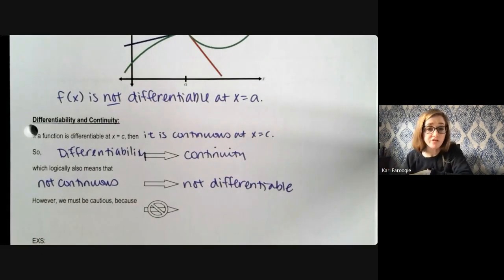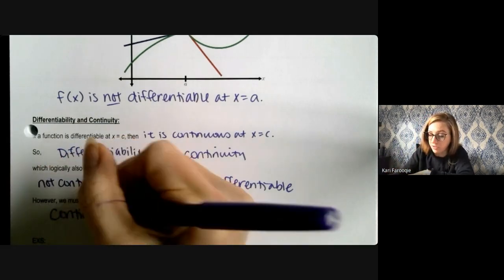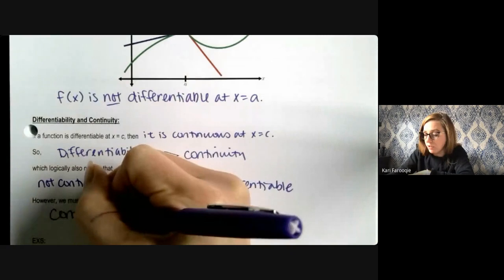Okay, so if a function's not continuous, it can't possibly be differentiable at that point of discontinuity. It cannot be. How would you be able to find the slope of the tangent line if the graph has no tangent line? And a very important point, and we must be cautious, because continuity does not imply differentiability, as you can see from this graph above.